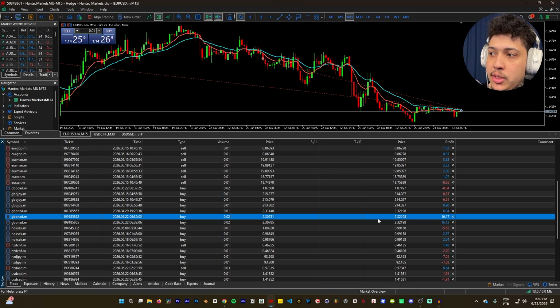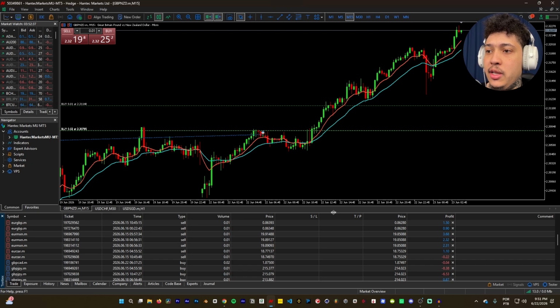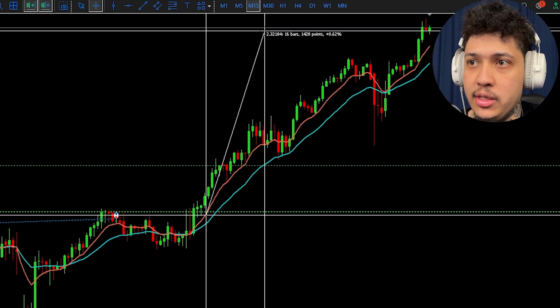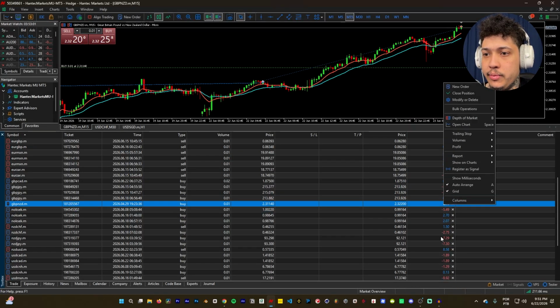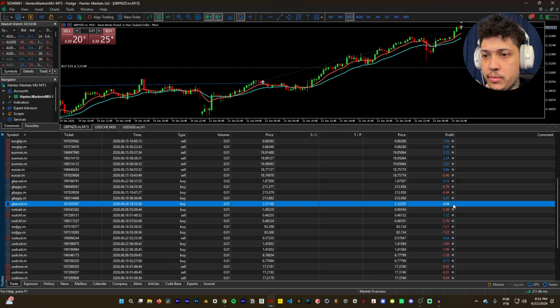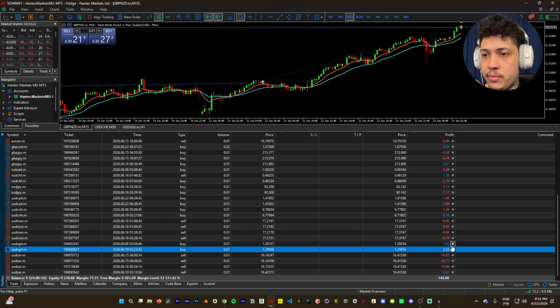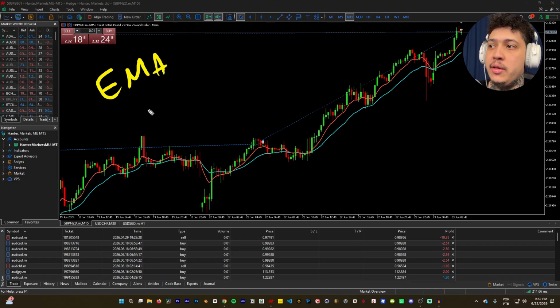I have GBP NZD. Let's check the GBP NZD. GBP NZD did pretty good. Okay, so it's the same thing as well. Moving average, crossing up, and I got 0.6%. Okay, same thing. Let's close that. As you can see, it's a pretty simple strategy. It's an EMA, okay, plus a trend.